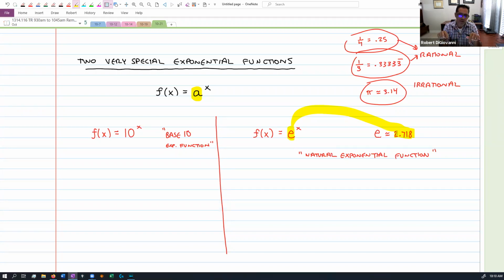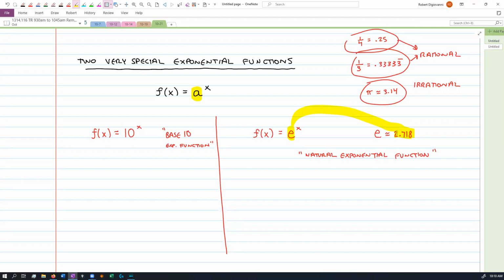Oh, by the way, are these going to be doing the same thing in terms of growth and decay? Is one of them growth, one of them decay? Are they both growth? Are they both decay? What do we got? Isn't base of 10 the growth, and then the natural exponential function, the decay?